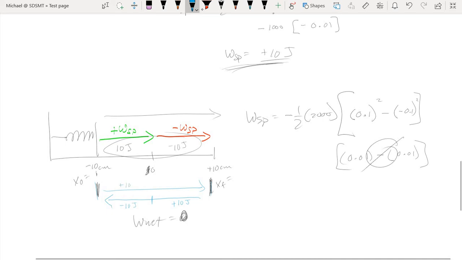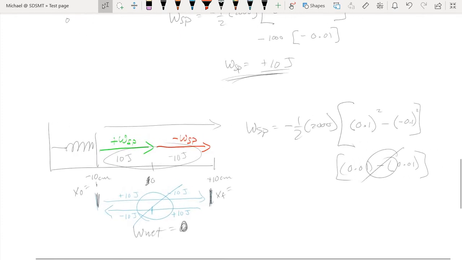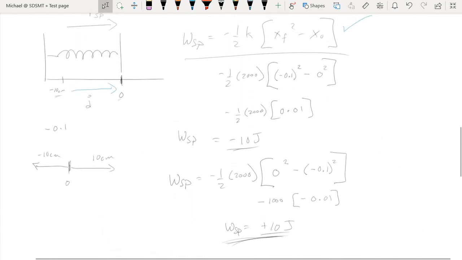So let's see here. During the entire closed path, what do we have? We have 10 minus 10 plus 10 minus 10. Well, that's all giving us a net work of 0 over a closed path. So yes, we've once again confirmed that a spring is a conservative force.